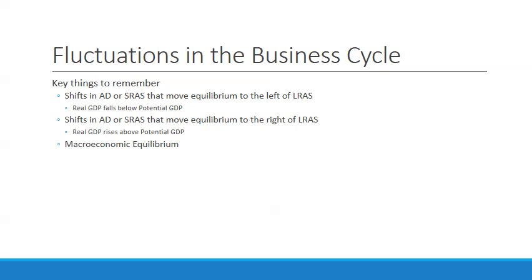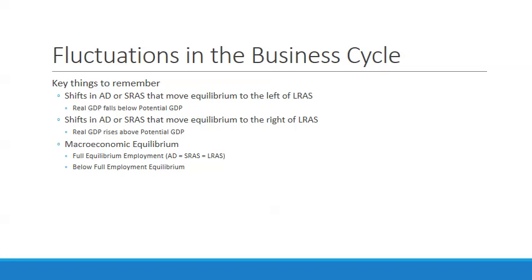So macroeconomic equilibrium can happen either in front of or behind the long run, causing us to see a rise or a fall in the real GDP in comparison to potential GDP. Full employment equilibrium is AD equaling SRAS equaling LRAS. So when those three are all intersecting, that's when we see full employment equilibrium.